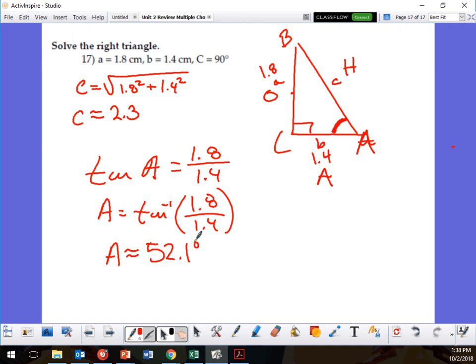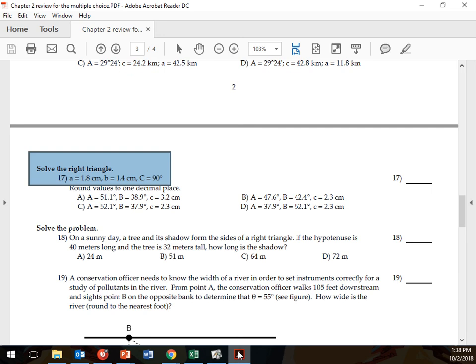Okay, so I got c is 2.3 and A is 52.1. Then you subtract from 90. My only answer that works with this is going to be answer C. That's all I needed. So the answer is C on that one. Sometimes I can get away with not solving all of it because it is multiple choice.